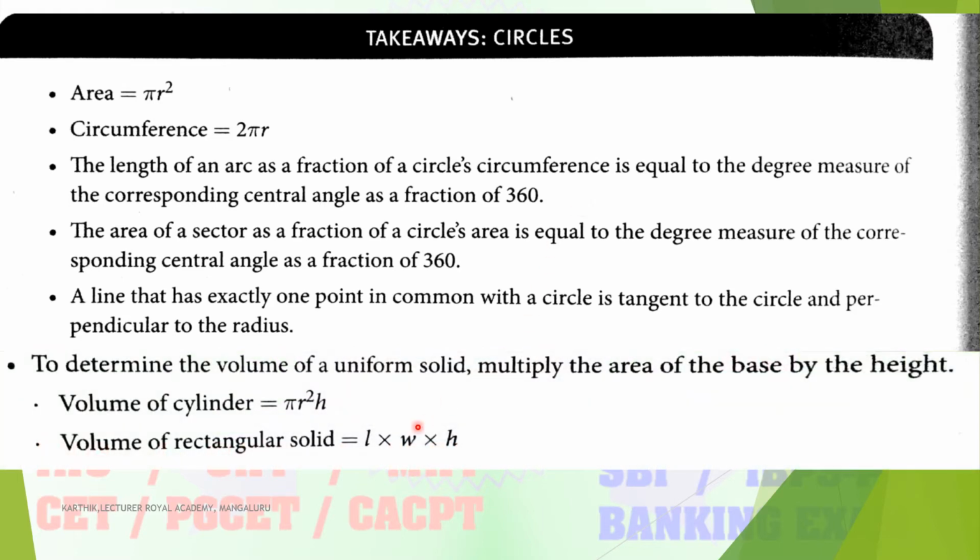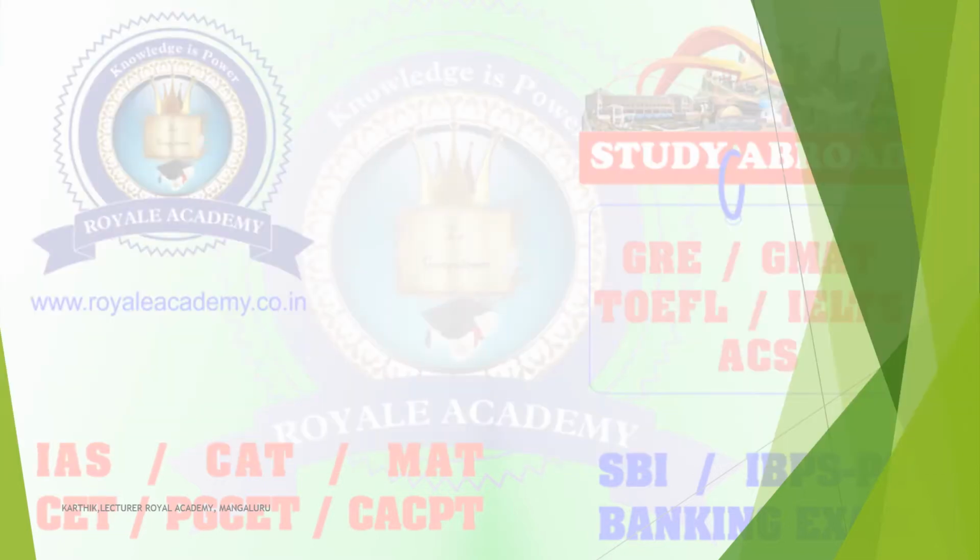Then the volume of the circle is equal to pi r square h. Pi r square h is the volume of the circle. Then the volume of the rectangular solid is equal to length into width into height. L, W and H, that is the volume of rectangular solids.